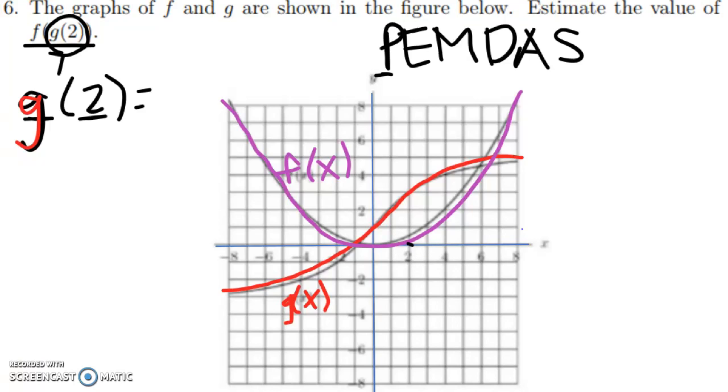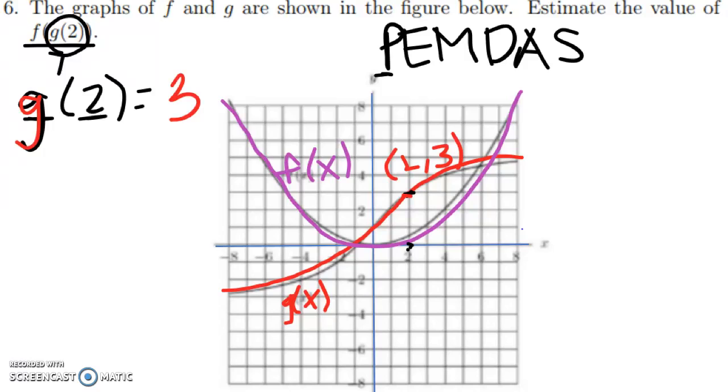And I want to look and see, where does the red function cross at x equals 2? So I'm basically looking up and down here. Where is the red function crossing at x equals 2? And as I look, I notice that it crosses 2 here. And that looks like that's going to be the point (2, 3). So when x is 2, y is 3, so g of 2 is equal to 3.